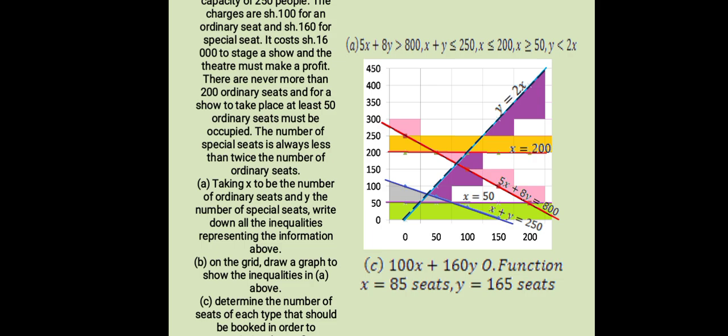A. Taking X to be the number of ordinary seats and Y the number of special seats, write down all inequalities representing the above information. B. On the grid, draw a graph to show the inequalities in A above. C. Determine the number of seats of each type that should be booked in order to maximize the profit.